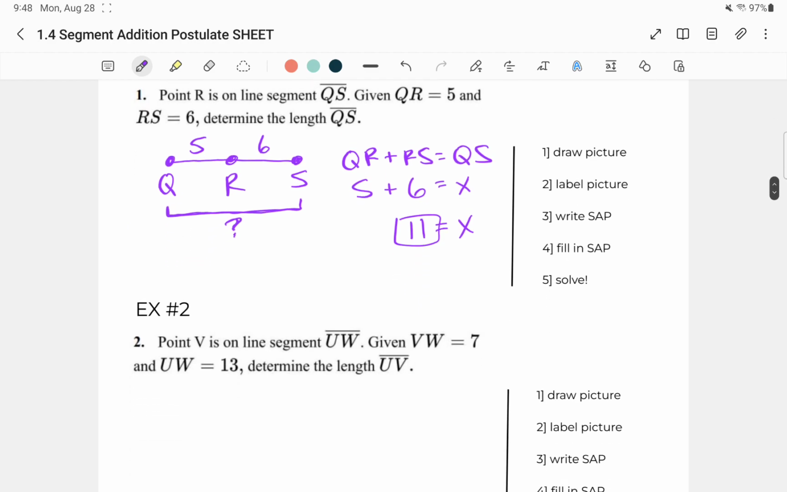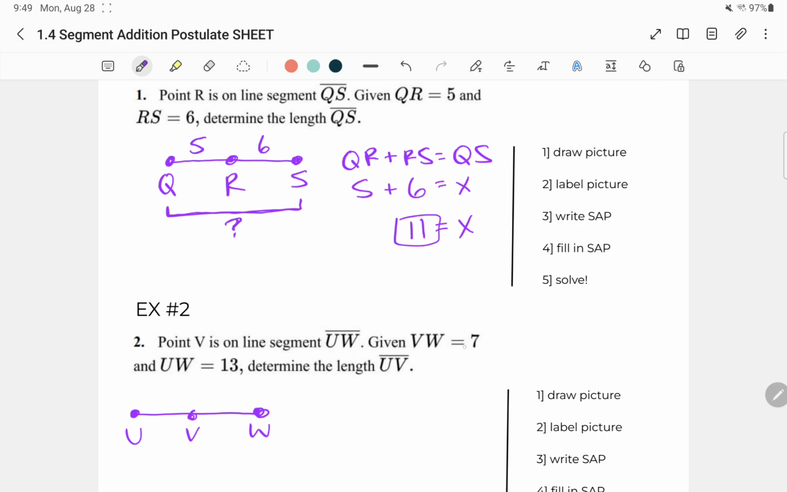All right, so example 2, that was pretty much like this one. We're going to go ahead and draw the picture. So point V is on line segment UW. That means my line segment is UW, and V is in the middle. All right, again, how do we know the endpoints? See how it's named UW? So I put U and W at the end. V is on it, so V is going to be in the middle there.